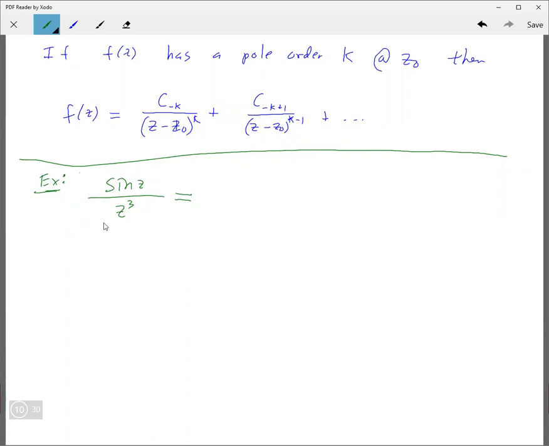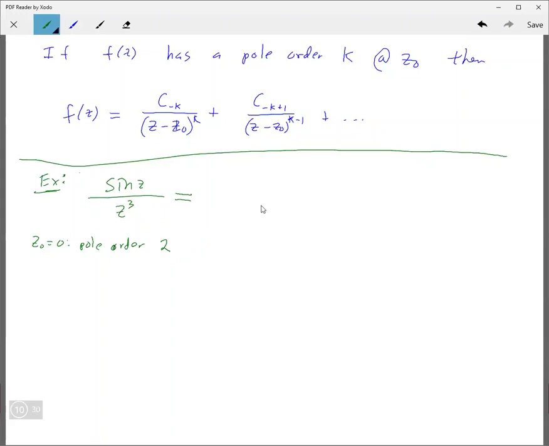Well, first of all, what's the order of the pole at 0? 2. It's actually 2. Dang it.